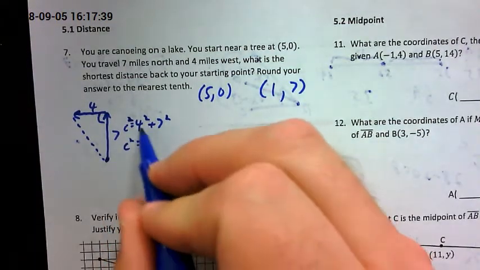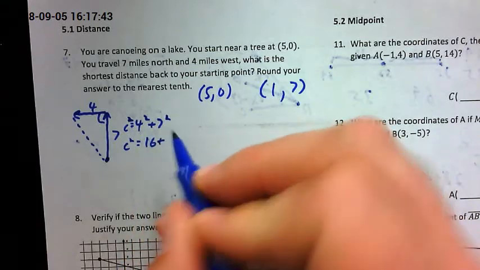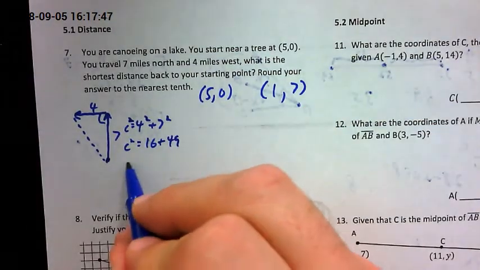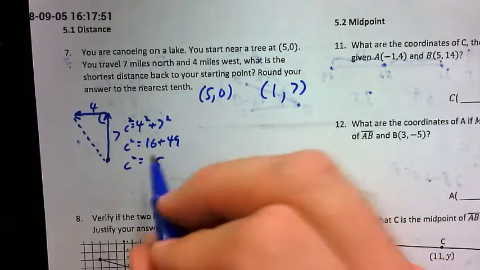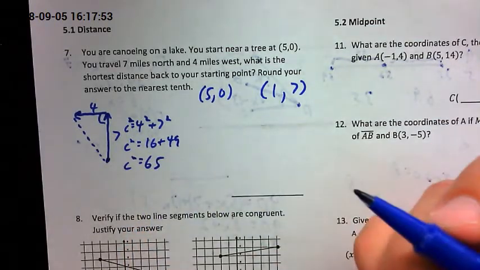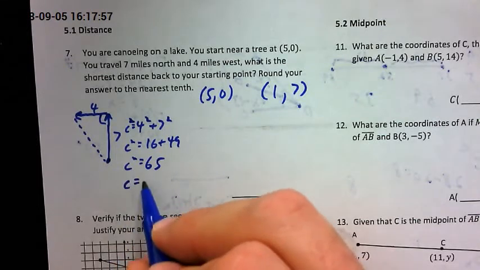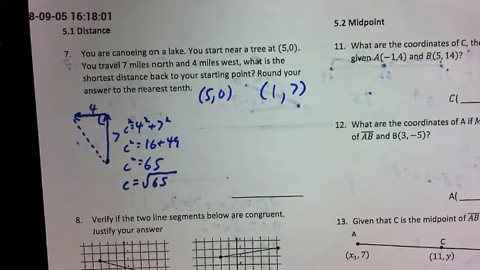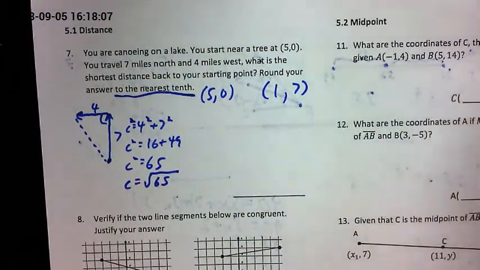So c squared equals, that's 16. I wrote it right, said it wrong. 7 squared is 49. Add it together and you get 65. Now, I already know this is not going to give me a perfect square, right? So 65, not a perfect square. We're square rooting it. It says round to the nearest tenth, so that should also be a hint that we're going to have a decimal.